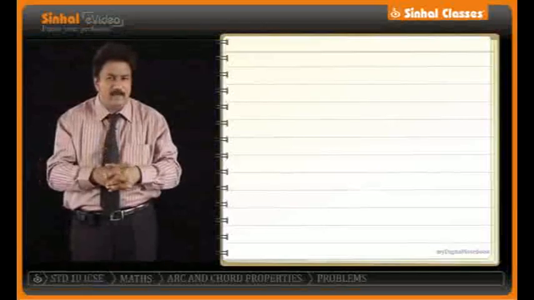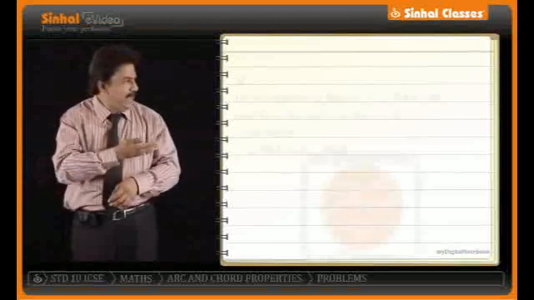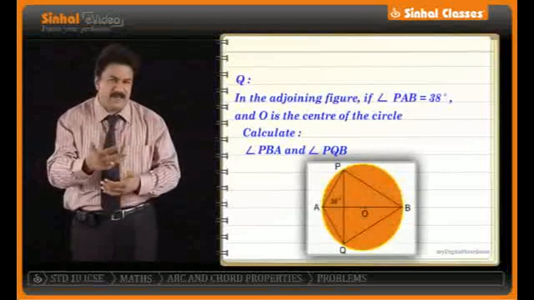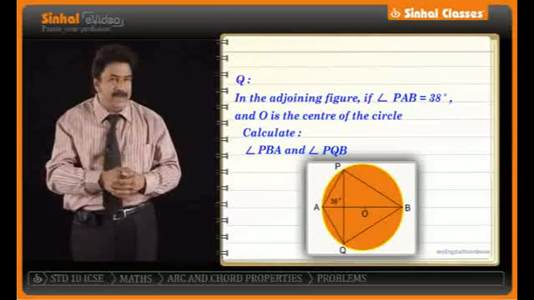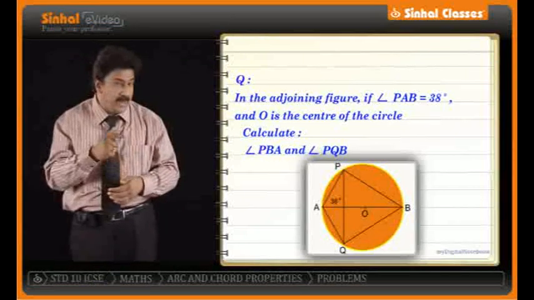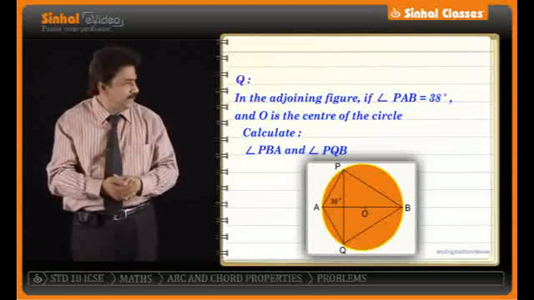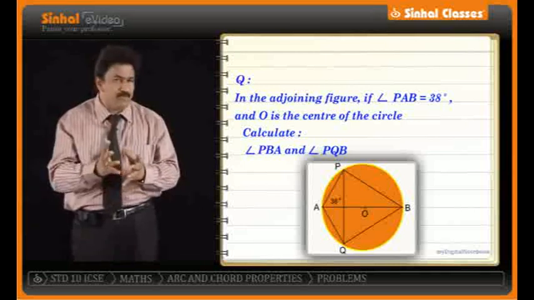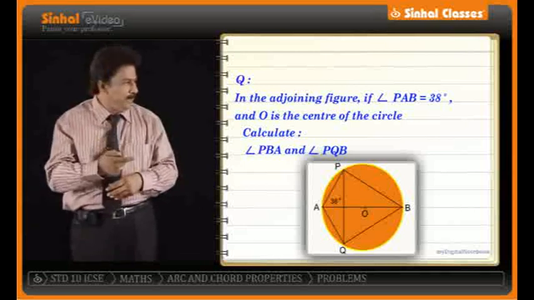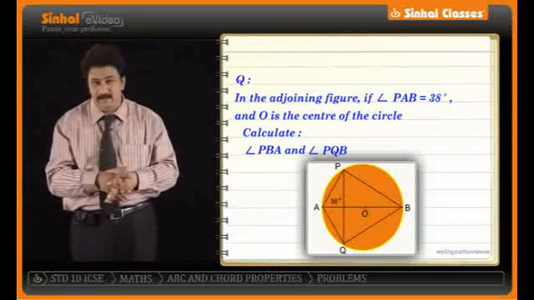Now see the next sum, what is given to you? We read the sum first. In the adjoining figure, that means the figure which is given to you next, what is given? Angle PAB is 38 degrees. What else? O is the center of the circle. No problem. What do you have to find over here? You have to find angle PBA and angle PQB.